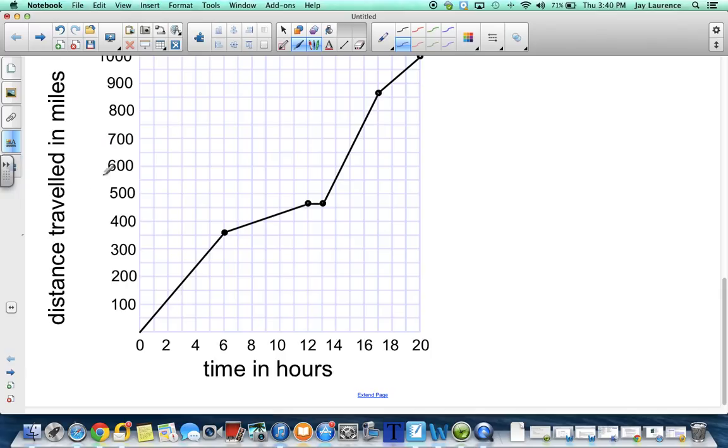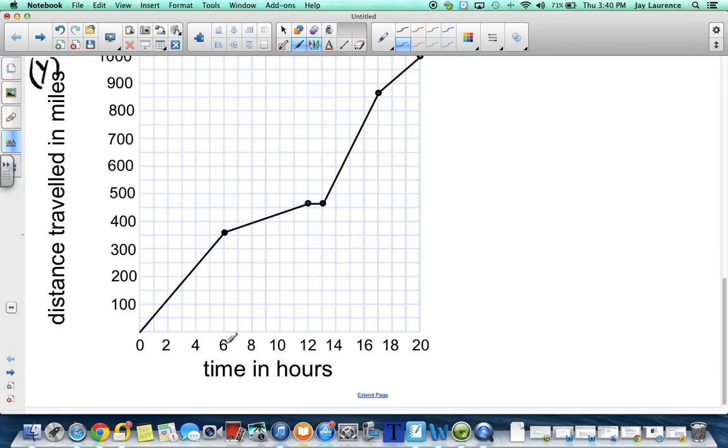These words have meanings. First of all, we have our y-axis here, don't we? And that's the distance traveled in miles. So this is how far you've gone. By the way, this is your y-axis, right? So this is your y-coordinate, or your dependent variable.